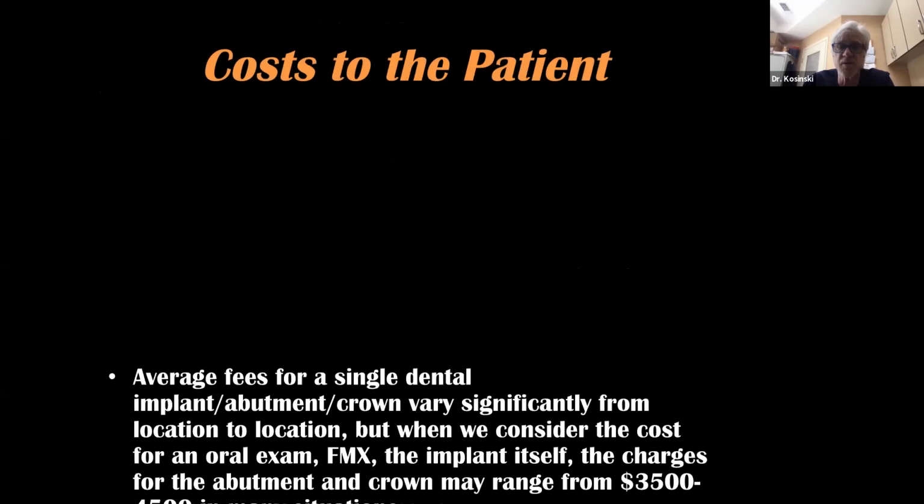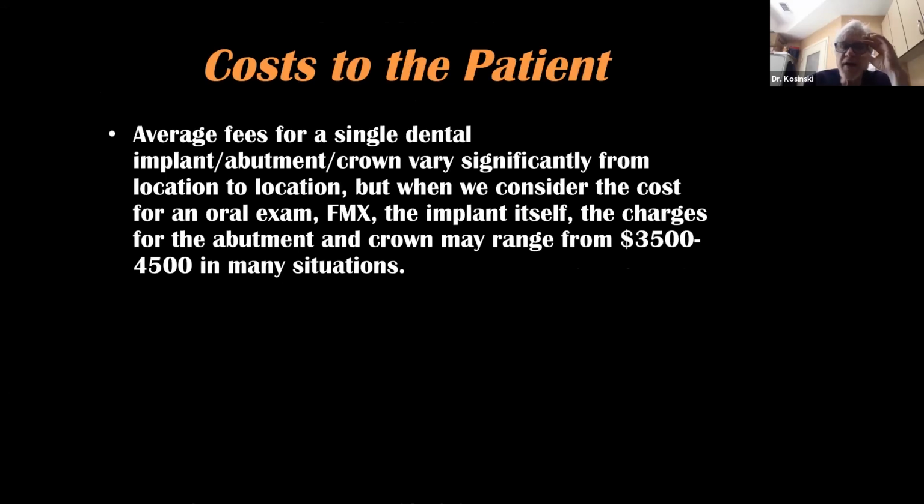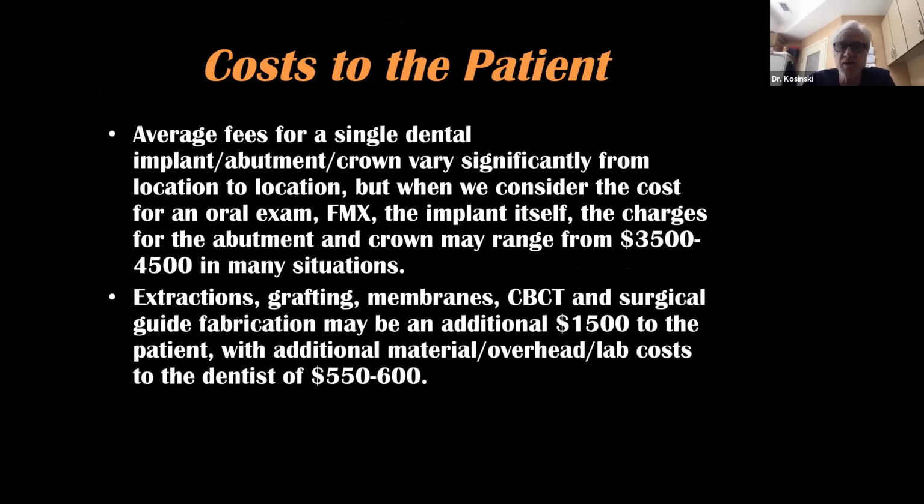So the average fee for a single dental implant, abutment, and crown obviously varies significantly from area to area, but when we consider the cost of an oral exam, a full mouth series, the implant, charges for the abutment and crown range from $3,500 to $4,500 in certain situations. But if you're extracting and grafting and putting membranes and doing a CBCT analysis, and maybe doing surgical guides, what Dr. Ingle's going to talk about next, you could add another $1,500 to the cost to the patient. But our costs, our expenses, average between $550 and $600.